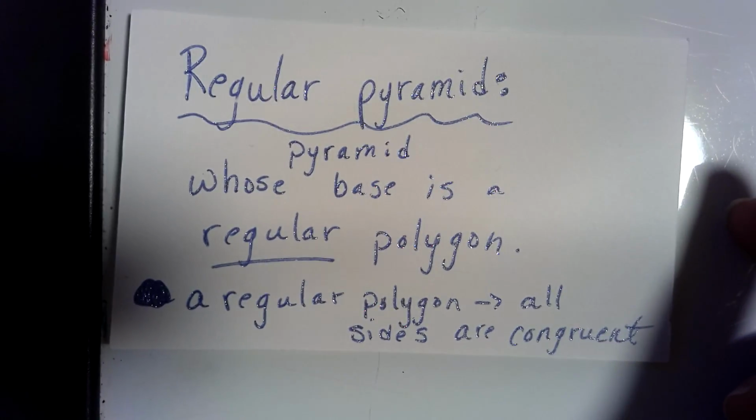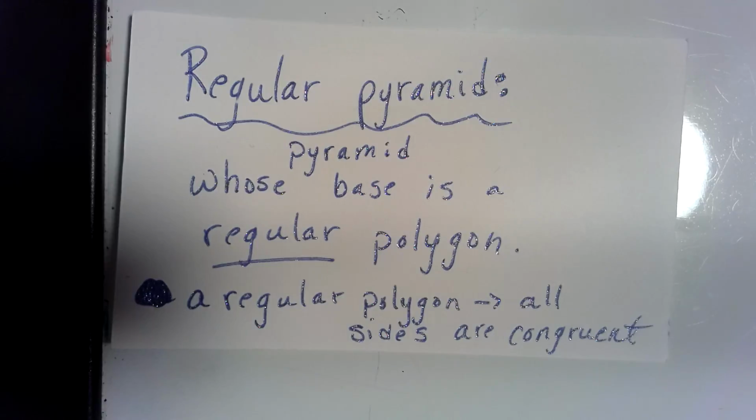And then if you have a triangular base, and it's a regular pyramid whose base is triangular, that would be an equilateral triangle because all the sides would have to be equal. So that's referring to the base. Okay, so pause and write that down.